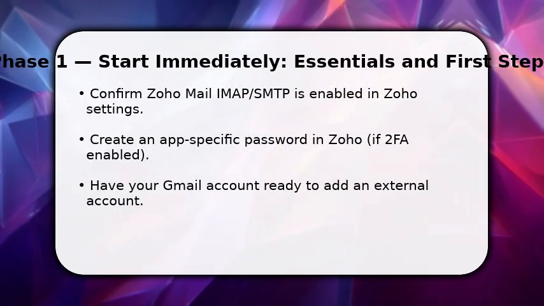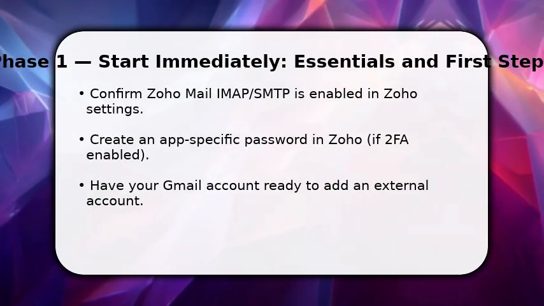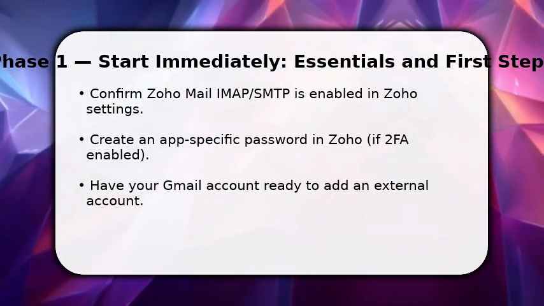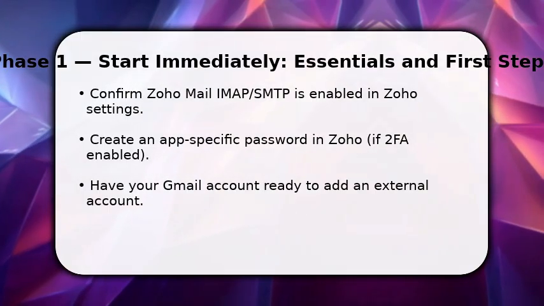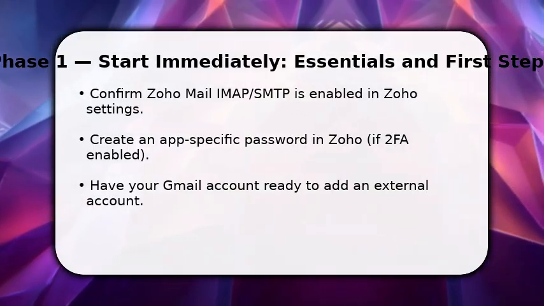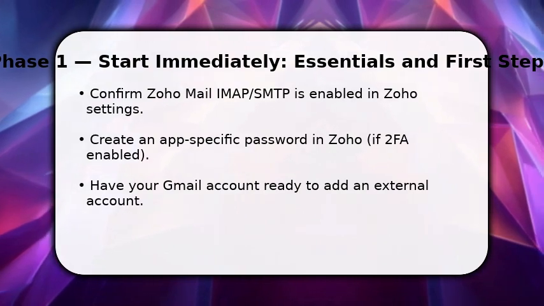Make sure you have the Zoho email address and the app password or normal password ready, because you will enter them into Gmail's Add a Mail Account flow. This step avoids authentication errors later, so pause and confirm IMAP and credentials before continuing.